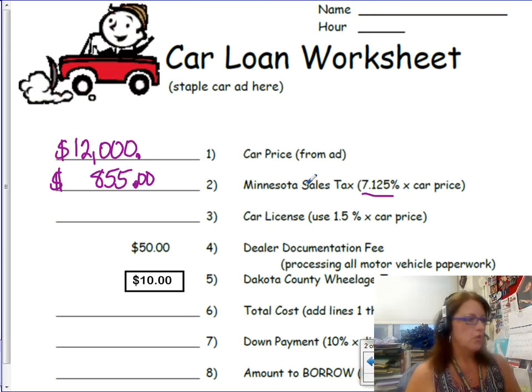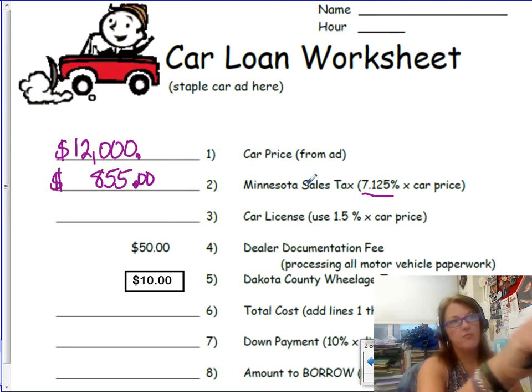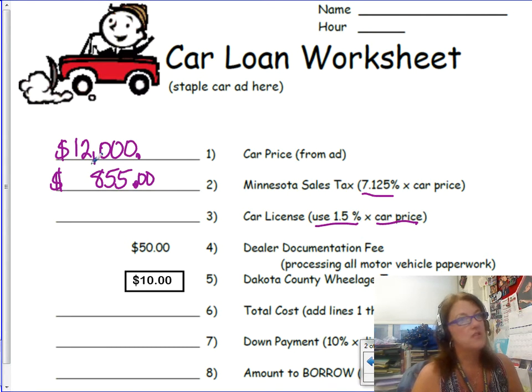All right. We're going to say that there is an additional fee to get your car license. Now, that's not your driver's license. This would be the license on the car. All right. So let's take your car price again and times 1.5%. So this is what you have to do. 1.5% times your car price. Go back to line 1, okay, and do that. Okay, and in my case, times 1.5%. This won't be as much money. Here's my decimal point. It's $180 in my case.